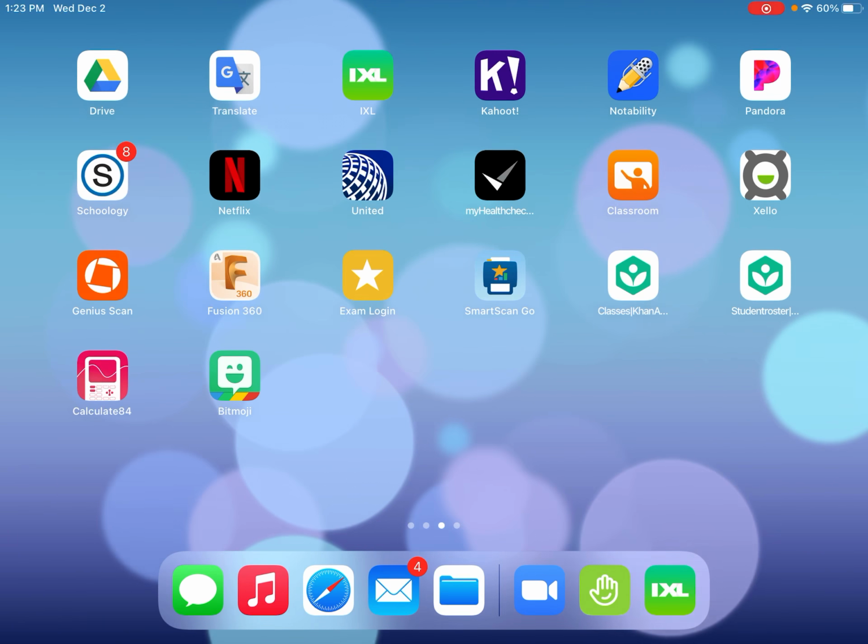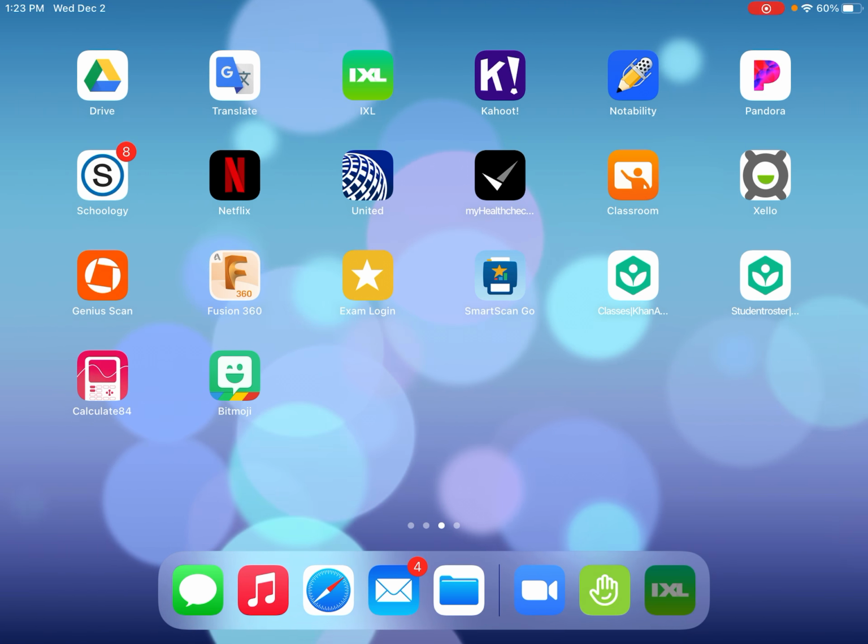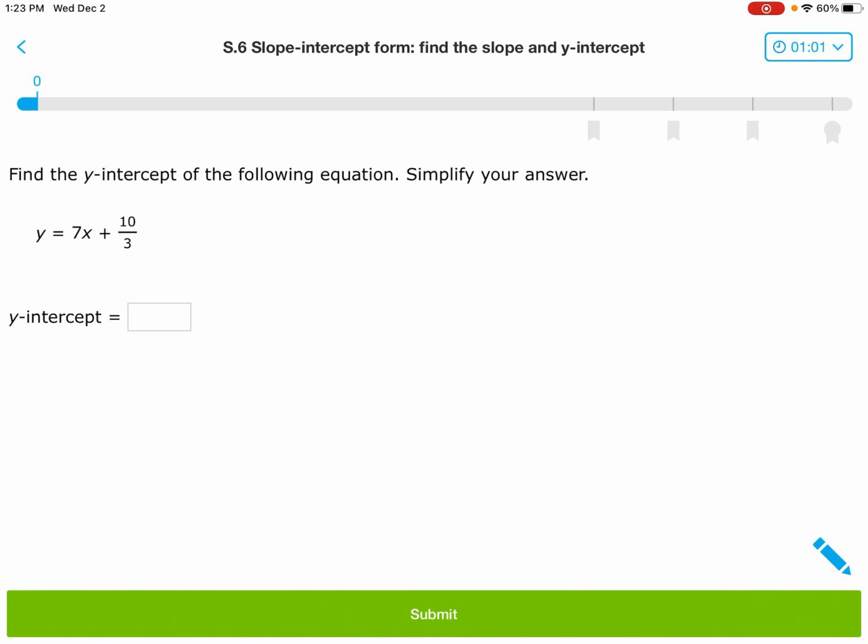Right, so today we're going to spend the day reviewing slope-intercept form and really focusing on the IXL sections. In IXL, I've already opened up the S6, the slope-intercept form, and in this one, you're going to be finding the slopes or the y-intercepts. I'm looking at this first question here, and it's asking me for the y-intercept given the following equation. So the y-intercept is the plus part here.